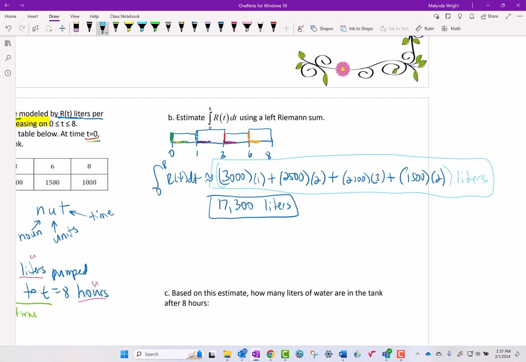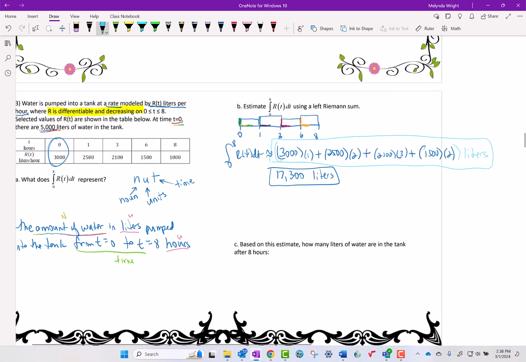Part C: based on this estimate, how many liters of water are in the tank after 8 hours? That sounds like a trick question, doesn't it? Because we just found how many liters were in there between 0 and 8. Why is that not a trick question? What do they want us to recognize? What did they tell us at the beginning?